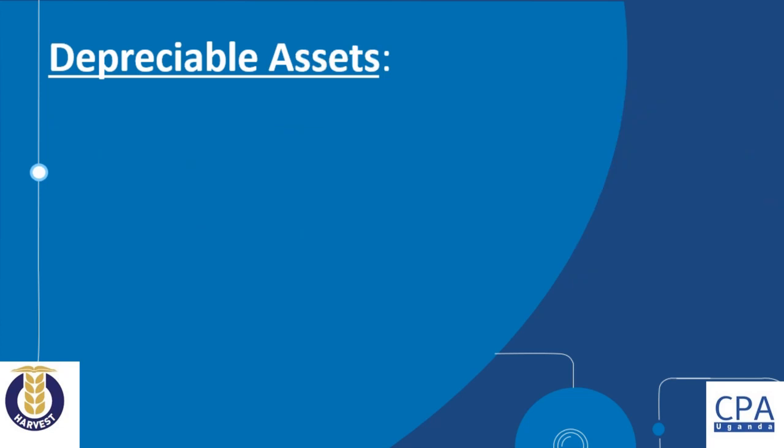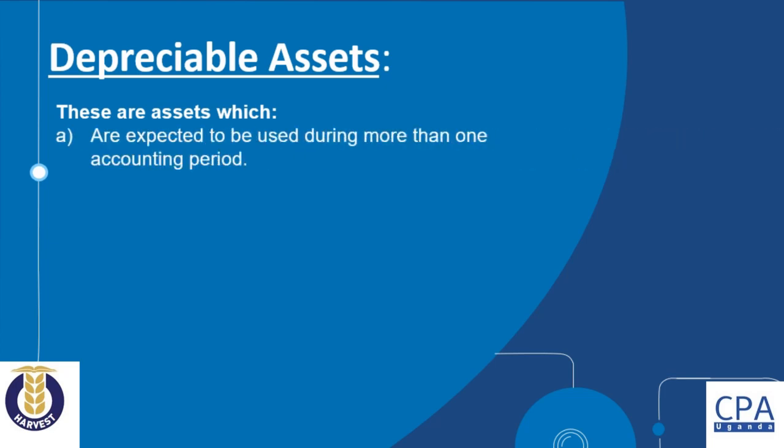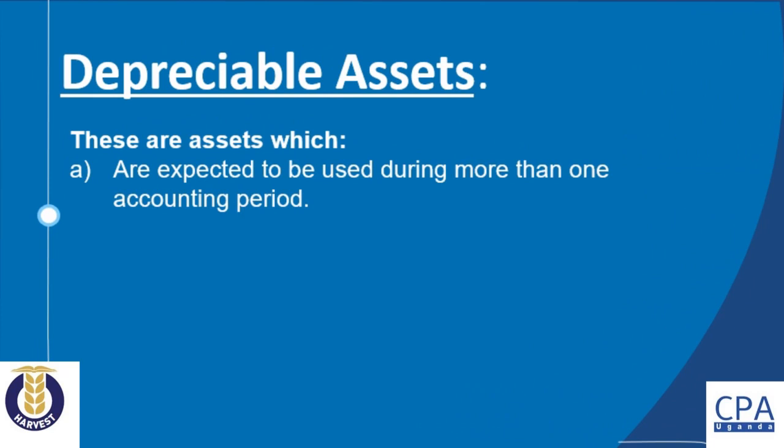Depreciable assets. Not all assets are depreciable, members. Depreciable assets are assets which are expected to be used during more than one accounting period. So you cannot depreciate inventories. You cannot depreciate the bank. You cannot depreciate cash. It's not possible. Why? Because those assets are used during the year. But an asset is depreciable if it is expected to be used during more than one accounting period.